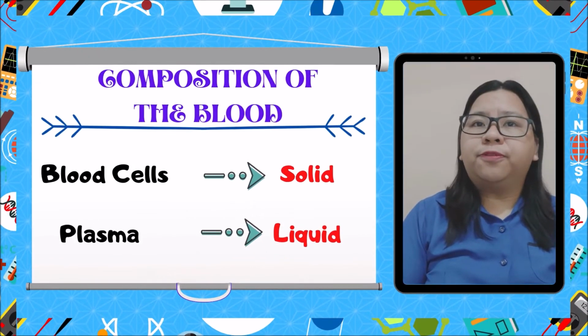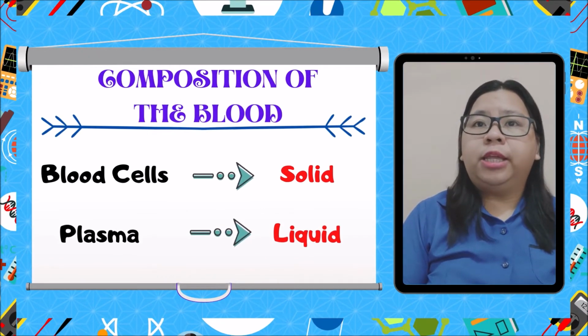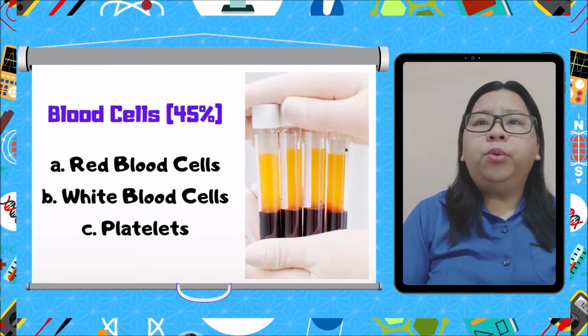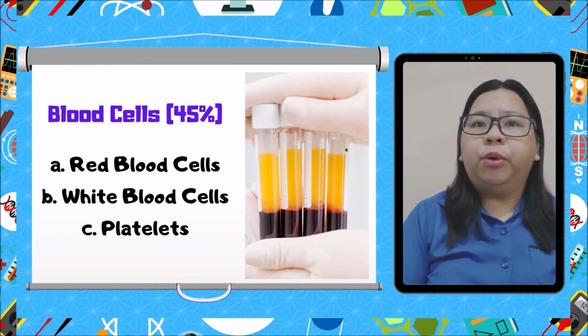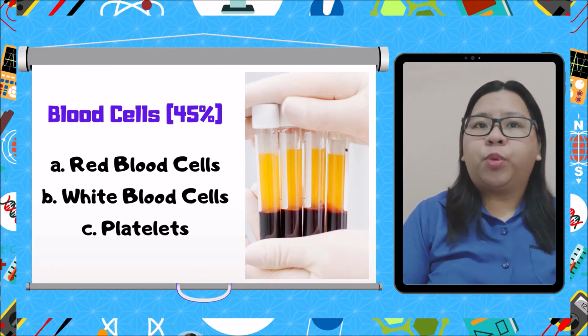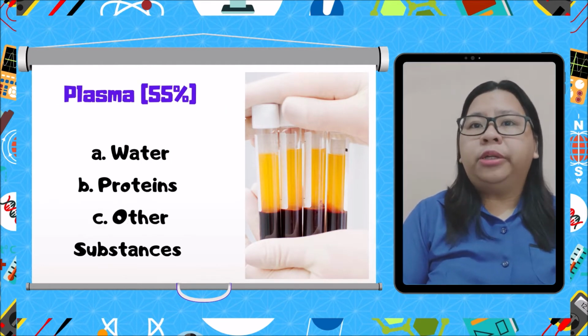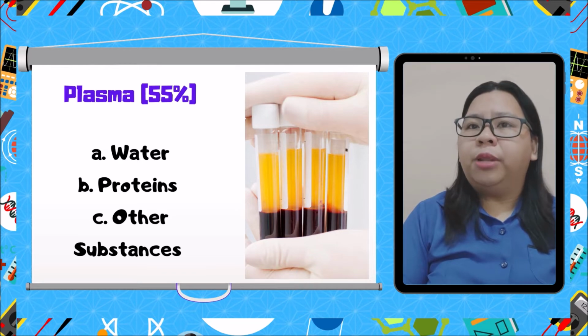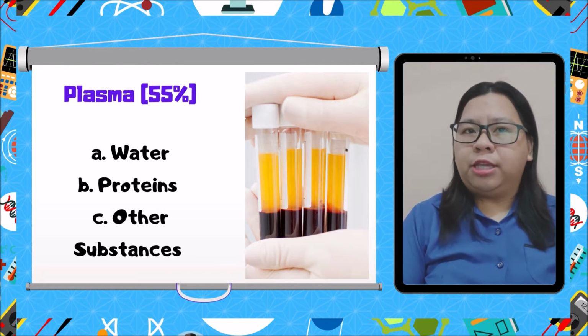The blood is composed of solid parts, the blood cells, and the liquid part, the plasma. Actually, 45% of the whole blood is composed of blood cells such as red blood cells, white blood cells, and platelets, while the remaining 55% of the whole blood is composed of blood plasma, which consists of water, proteins, and other substances.